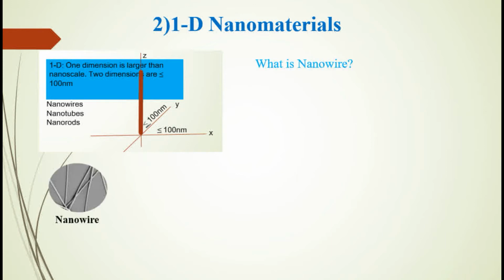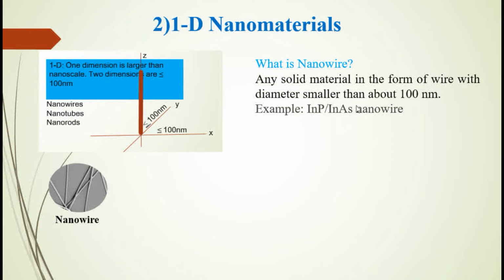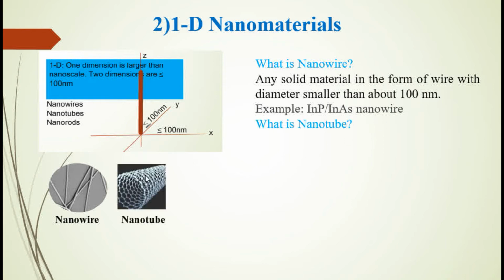You might have observed wires. In the same manner, the nanowires also appear. Nanowires are wire-like structures whose diameter is very small compared to its length. Any solid material in the form of wire with a diameter smaller than about 100 nanometer, for example, indium phosphide or indium arsenide nanowire.